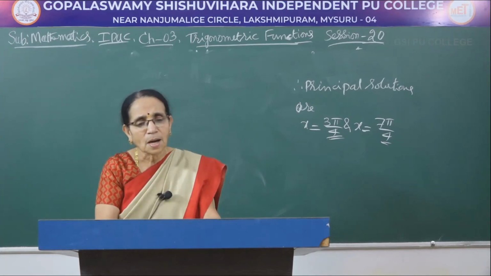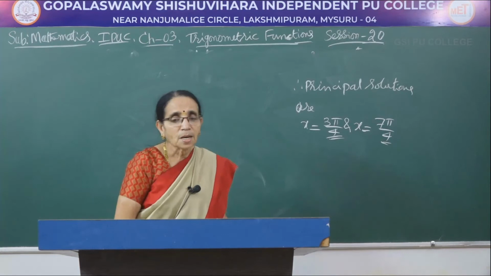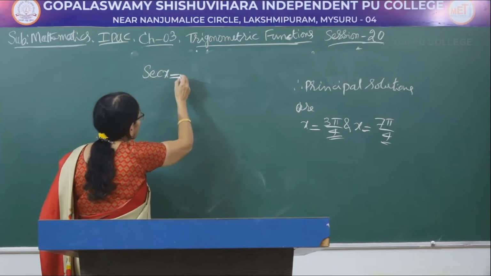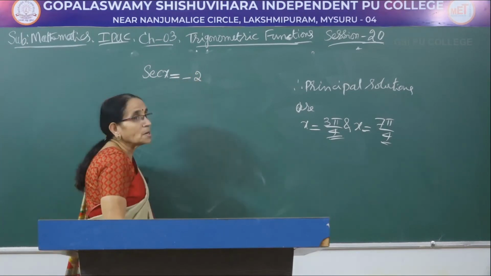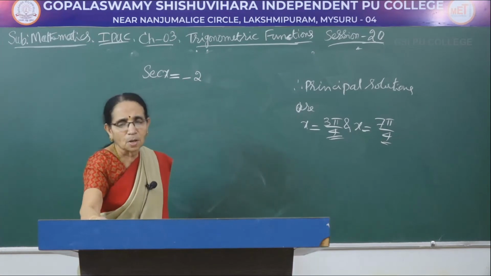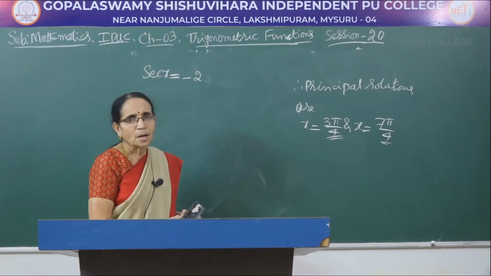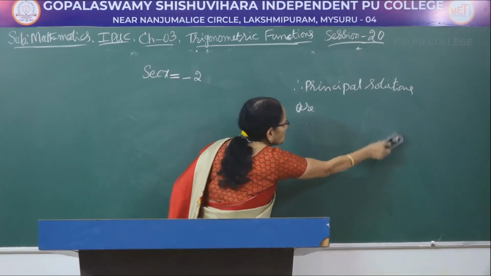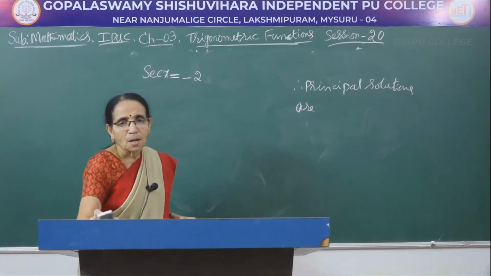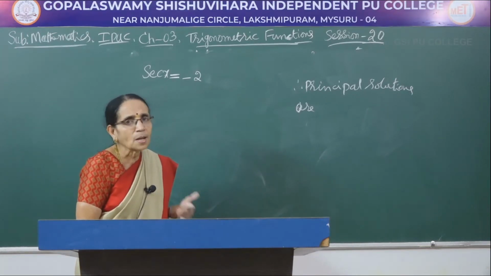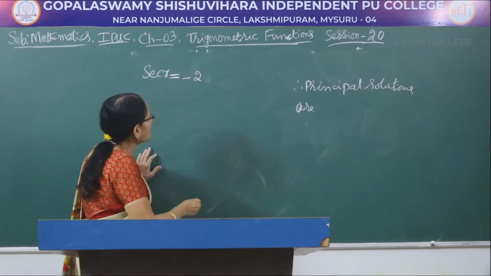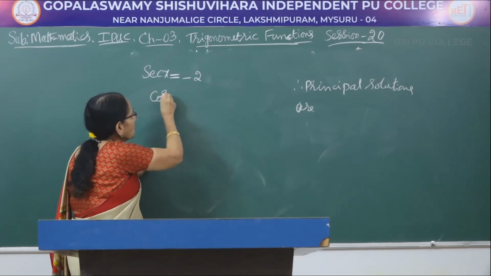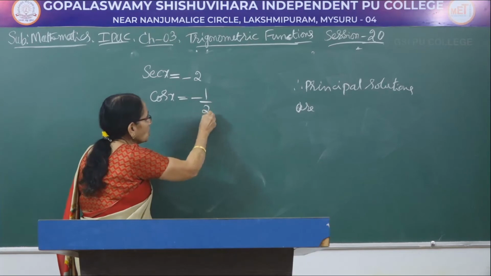Now, let me consider another problem here. I am taking another function, secant x equal to minus 2. See, you know that secant and cos are reciprocal ratios, isn't it? Secant x and cos x are reciprocal functions. Now, secant x, you can keep it as it is and find the solution, no problem at all. Now, we write it as cos x equal to minus 1 by 2.